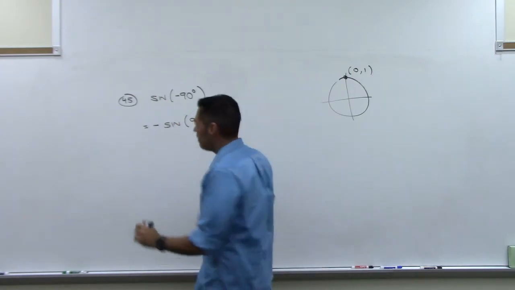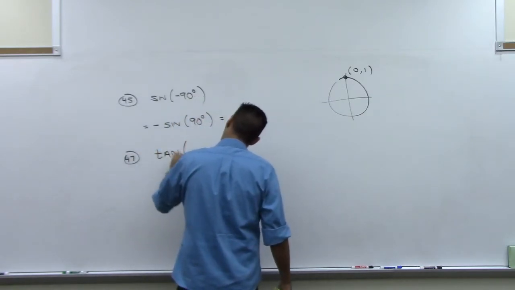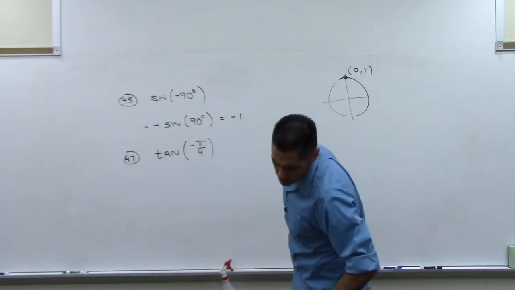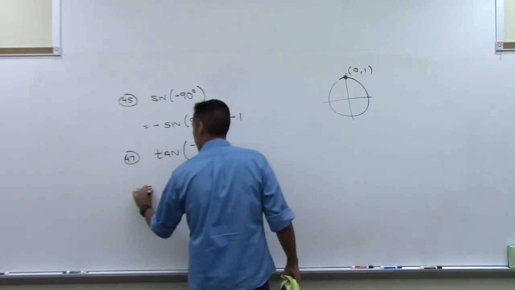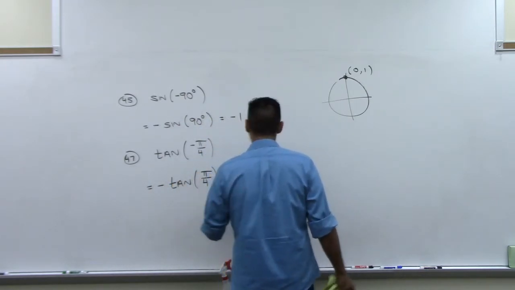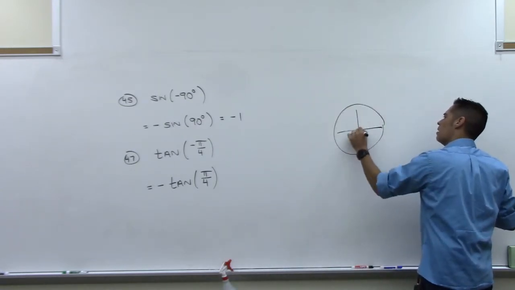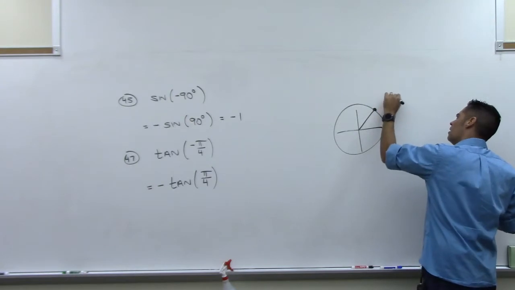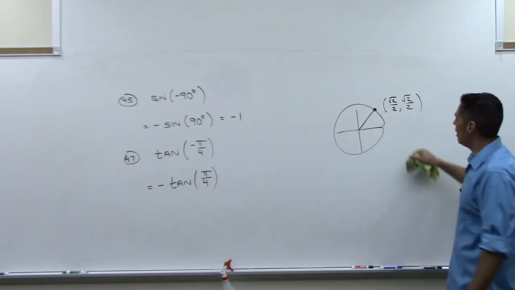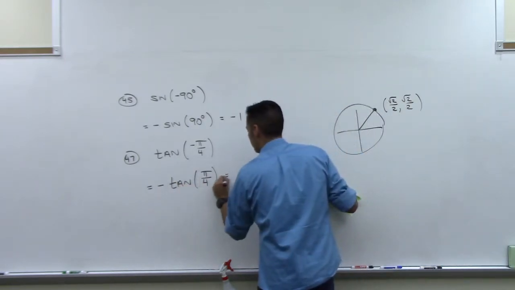Let's see what the next one is. Number 47, tangent of negative pi over 4. Tangent is odd, so we can go negative tangent of pi over 4. Now pi over 4 on our unit circle is here. That's the common angle, so root 2 over 2, root 2 over 2. Tangent is this divided by this. So that's just 1, but we had a negative out front, so just negative 1.